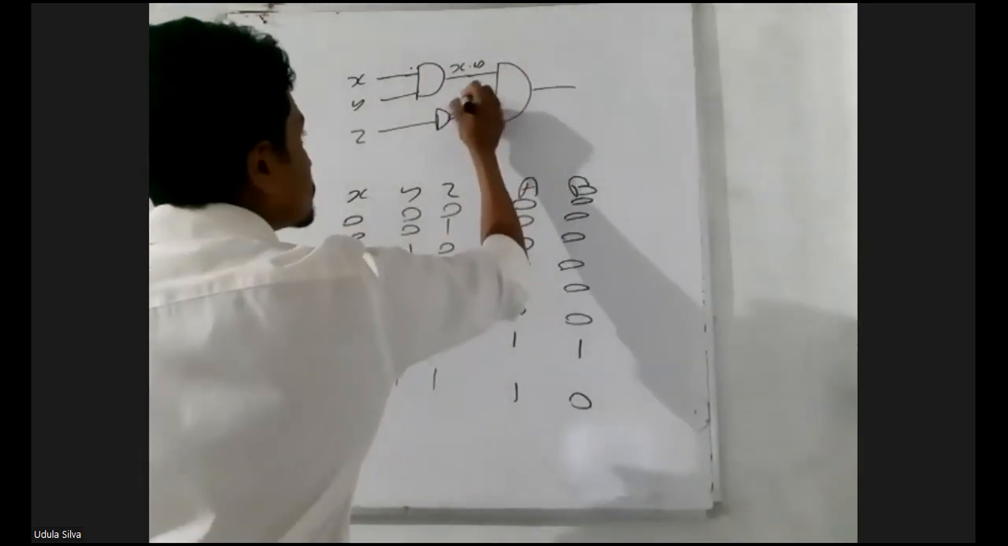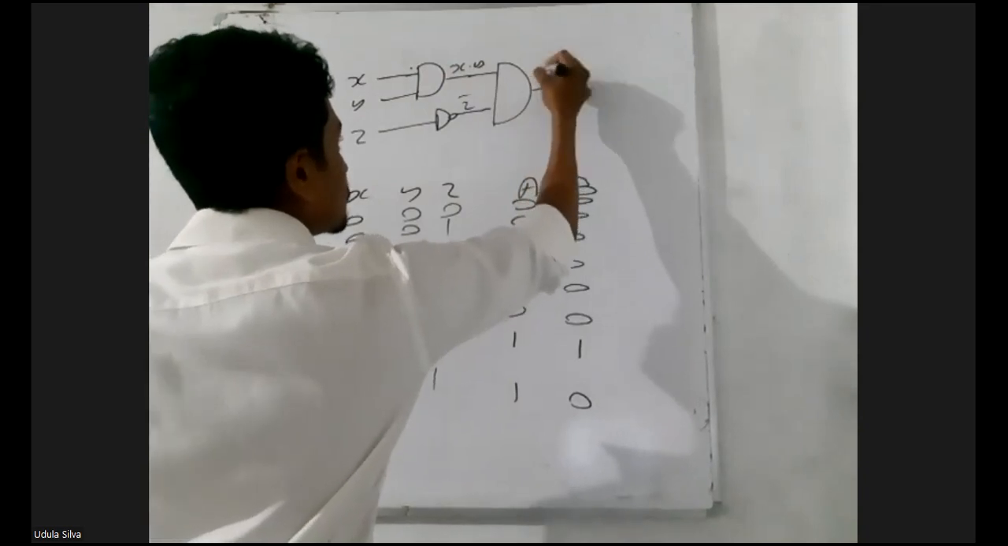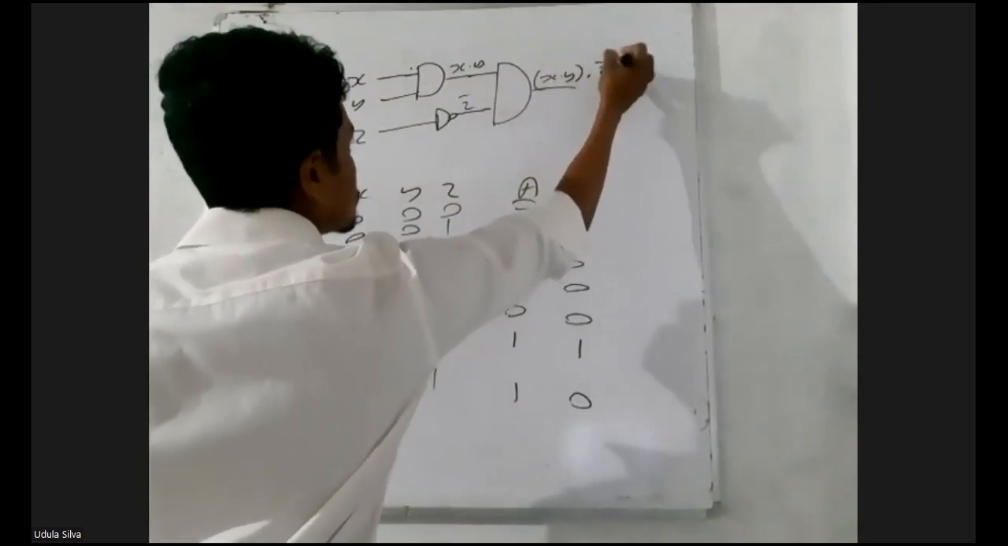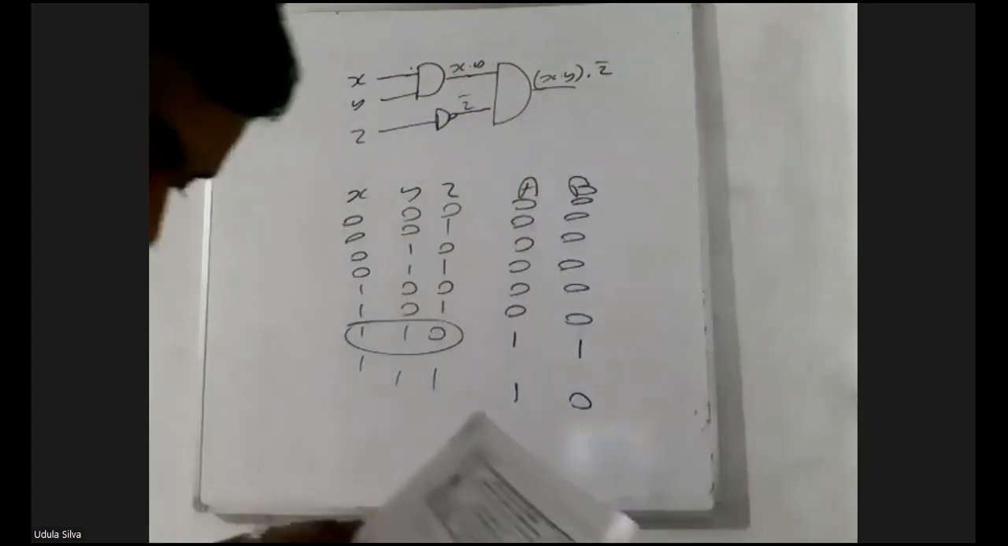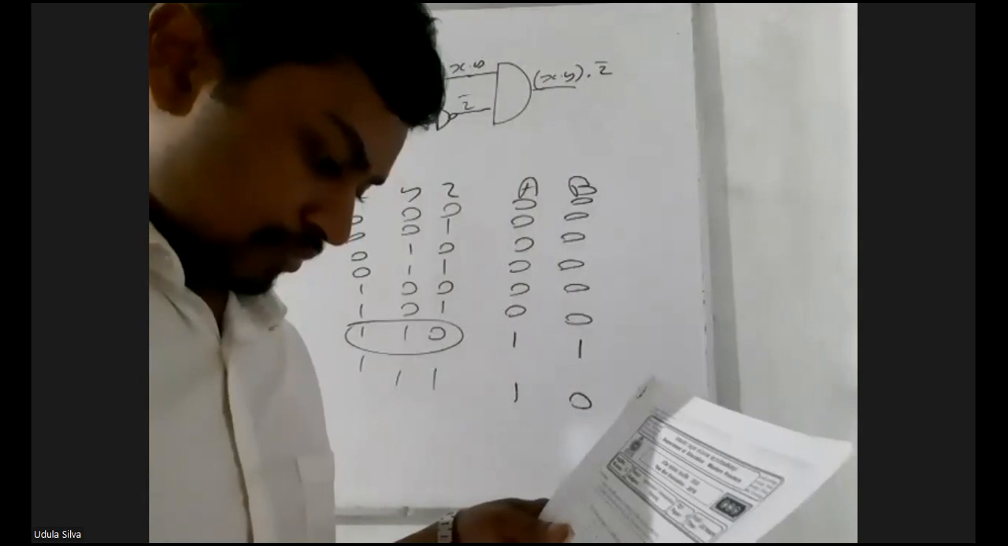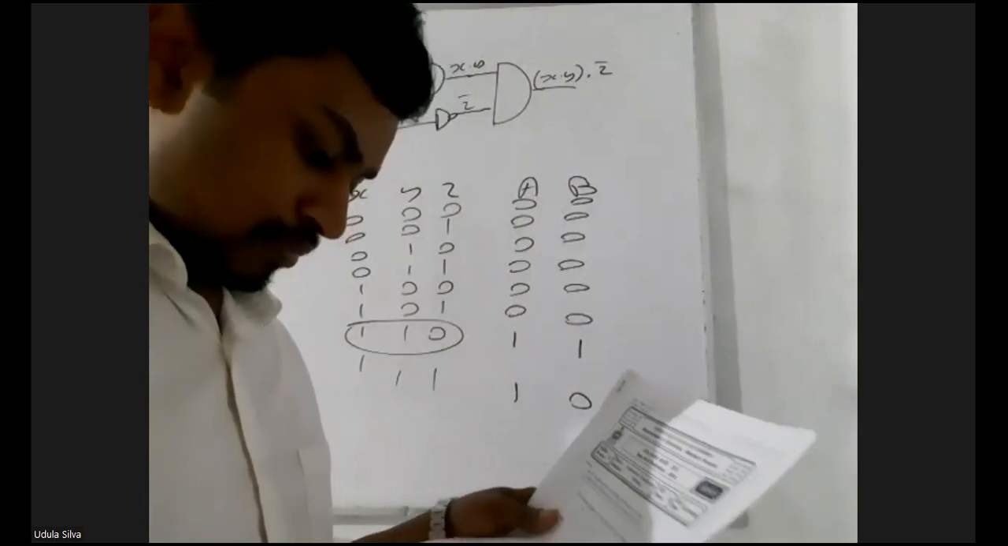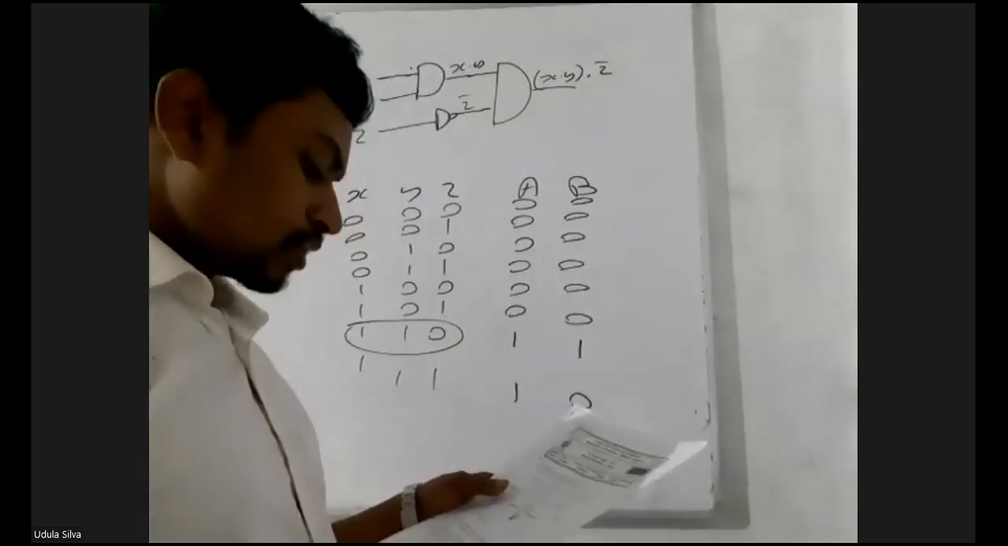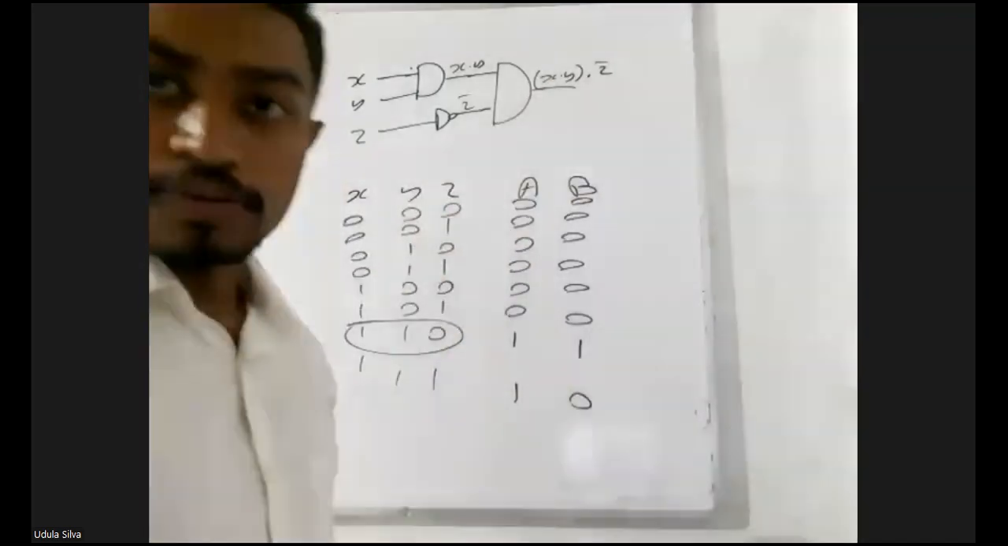So what is the symbol here? X dot Y dot Z bar. So the bulb is on in this current scenario.